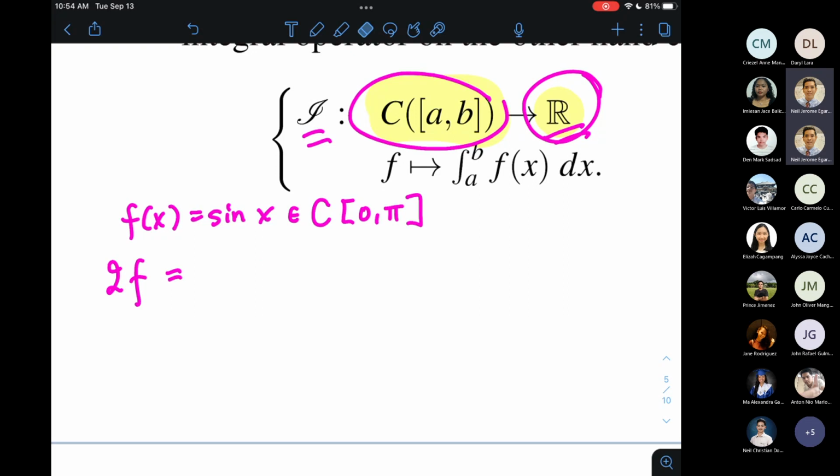Sige, Jace. Nauna si Jace. Di po ako sure, sir. 0 to 1 po ba? Ano yan? 0 to 1 po ba? 0 to 1. Try again. Neo. Negative cosine pi. Negative cosine pi. Other guesses? Or tumama na ba?